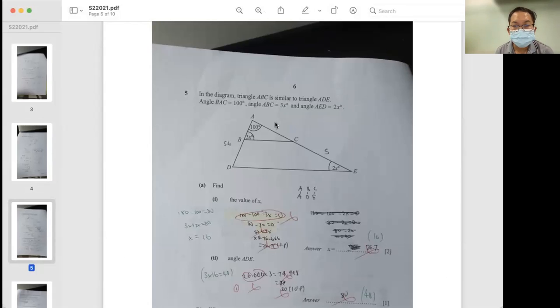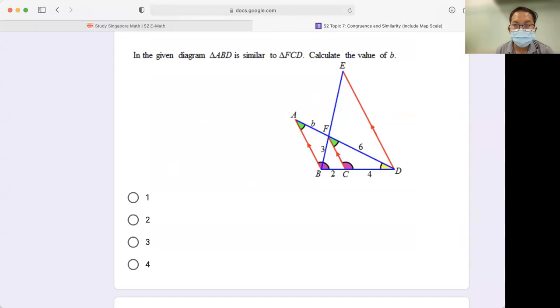Share screen. Okay, take some time to do this question. Find the value of b.